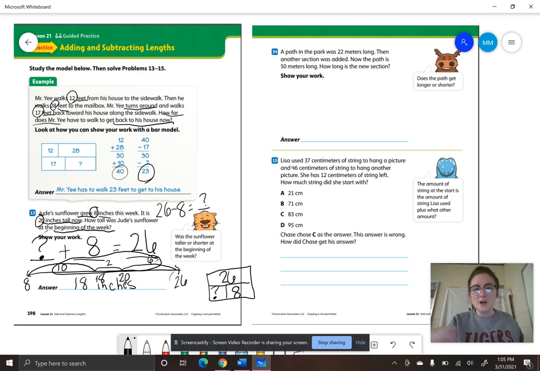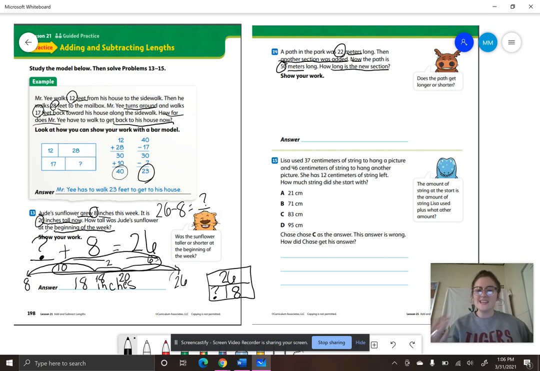It says a path in the park was 22 meters long. Then another section was added. Now the path is 50 meters long. How long is the new section? Let's go back, circle important numbers, underline important words. A path in the park was 22 meters long. Then another section was added. Now the path is 50 meters long. How long is the new section?